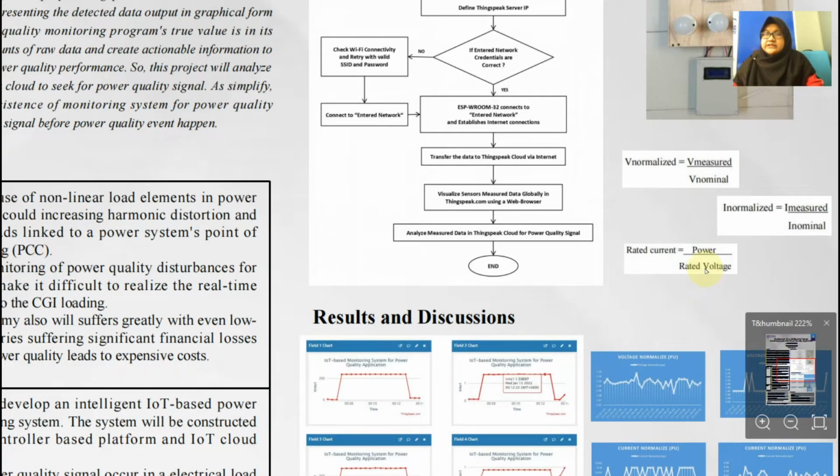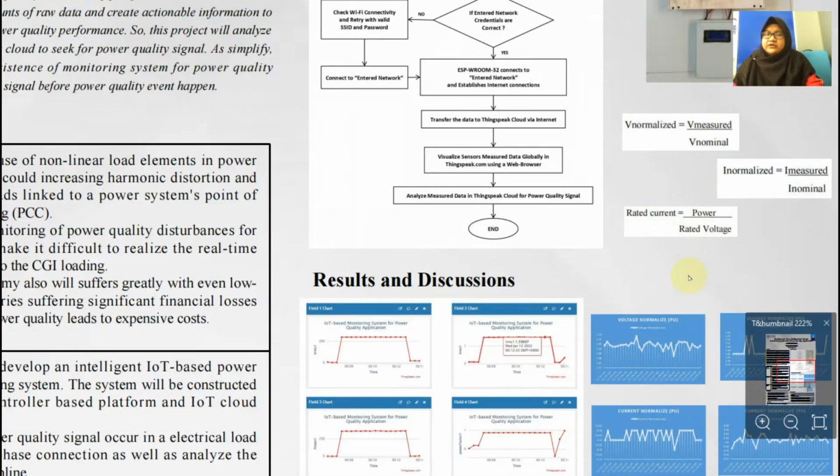So in order to seek for PQ signal from the measured data, we need to use some formulas, which is V normalized equals V measured over V nominal. V measured, which we measured from the loads, and V nominal, we refer to the rated voltage from the specification of the load. If the load did not give any current rating, we could use this formula, which is rated current equals power over rated voltage.